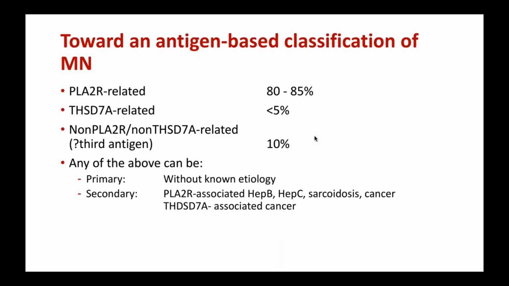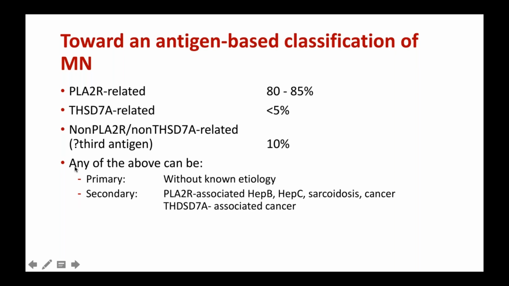So now we are more or less reaching an antigen-based classification of membranous nephropathy, in which more than 80 to 85% of patients with membranous nephropathy are phospholipase A2 receptor antibody related, which means antibody either in the serum or on kidney biopsy. Less than 5% are THSD7A antigen related. About 10% do not have either of the two forms of antibodies, and so possibly there is a third antigen. Now, here is an important difference.